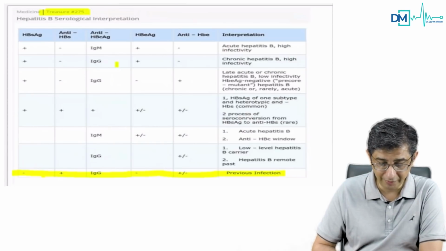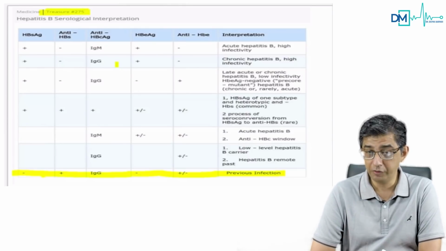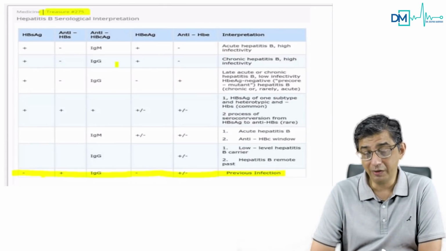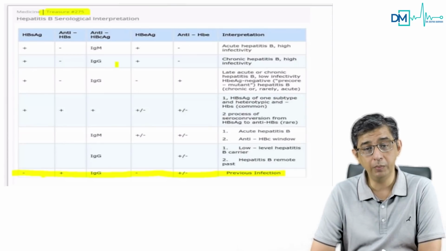If you go through the treasures of Prep Ladder, I would suggest you, if you are a medical graduate student and you are preparing for your December exam, the treasures part in our app, I would like you to go through them, and this is the table.